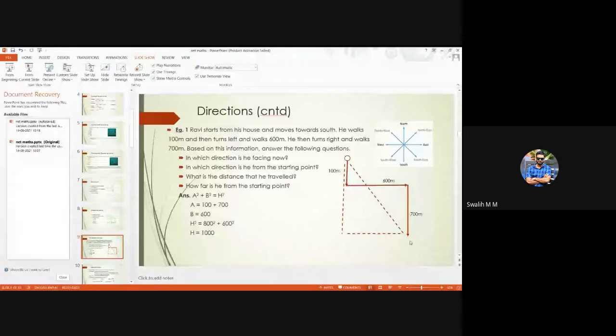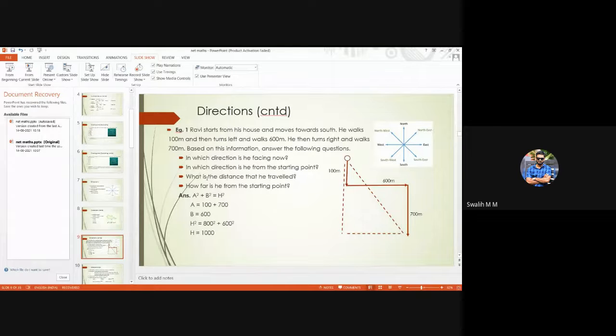So this is his final position, and based on this information, some questions are asked. In which direction is he facing now? He is facing this direction, that is south. In which direction is he from the starting point? This is the starting point and he is here. According to this position, where is he? This direction. What is this direction? Southeast.